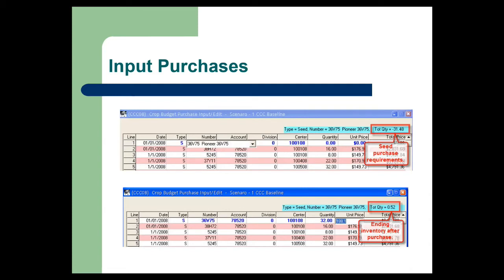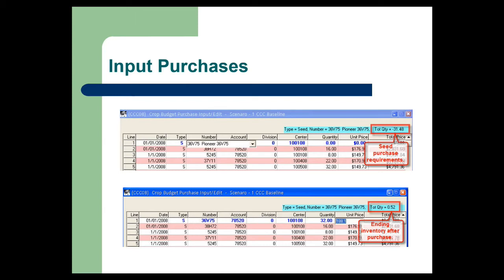Now I can go back and do my input purchases, and input purchases I can do after the fact. I can do matching, or I can do before. So it's showing what my running inventory is, and I'm buying those inputs. So I can do a match one-to-one with whatever I had in that macro definition, be it generic seed, generic herbicides and insecticides, generic fertilizer, or it could be specific products.